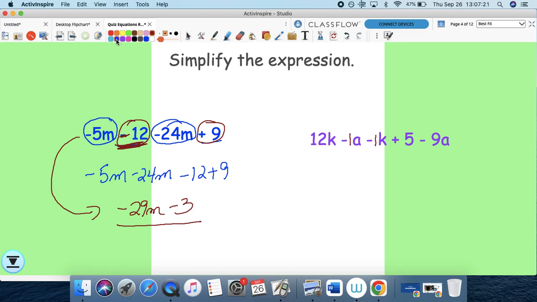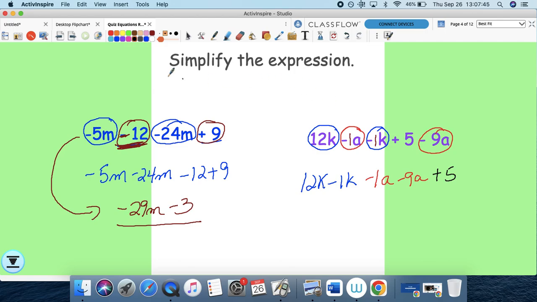And let's identify the like terms. So 12k, there is one right here. Let me put them side by side, 12k and minus 1k, so they're like terms. A, there's a negative 1a here, and there's a negative 9a here. So I'll put them side by side. And lastly, the plus 5 at the end. Notice that the plus 5 is one term. There's no other terms. That's not going to combine with anyone.